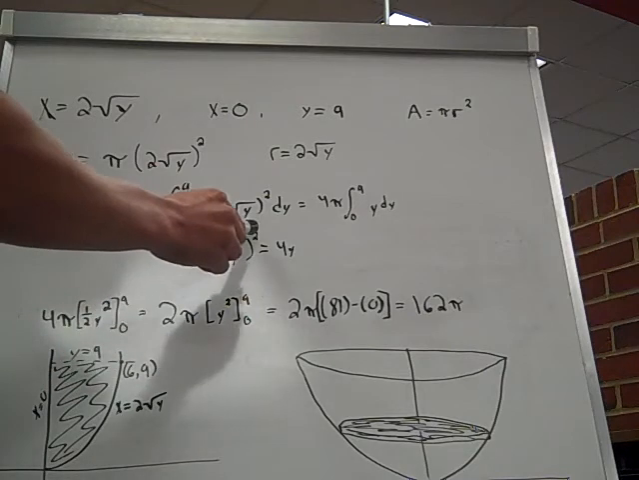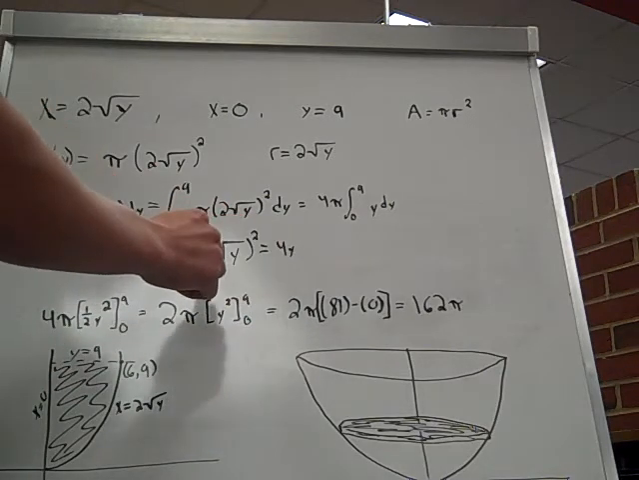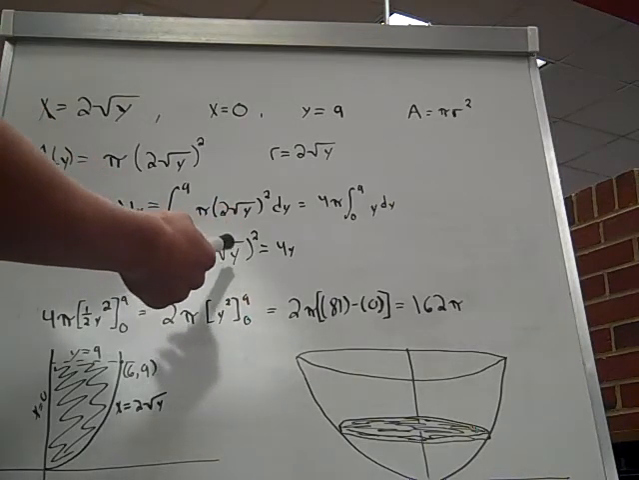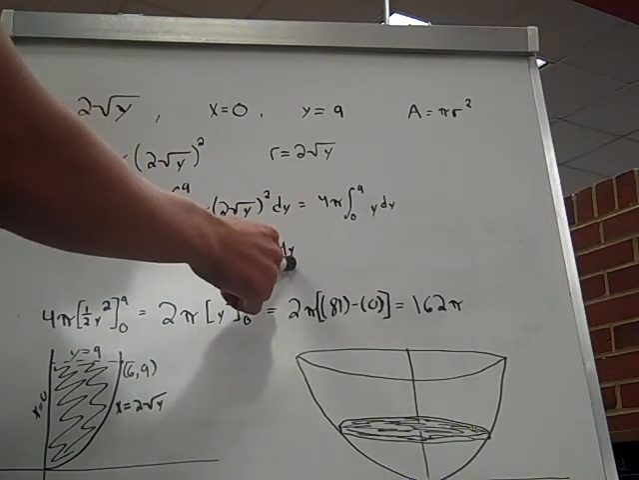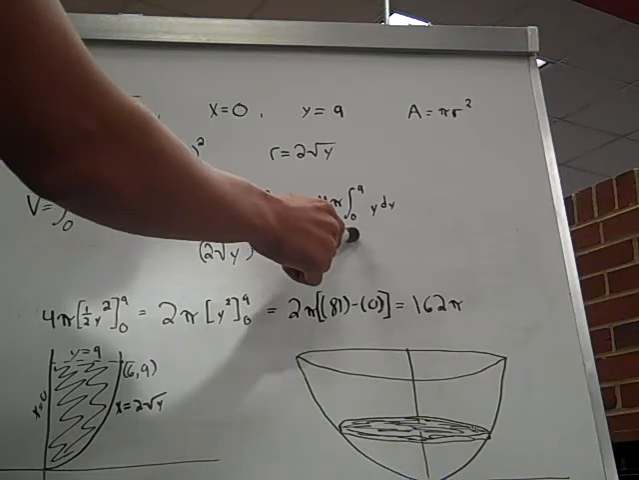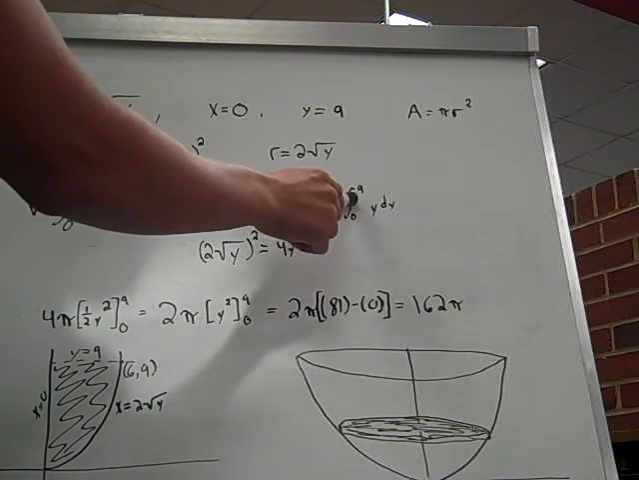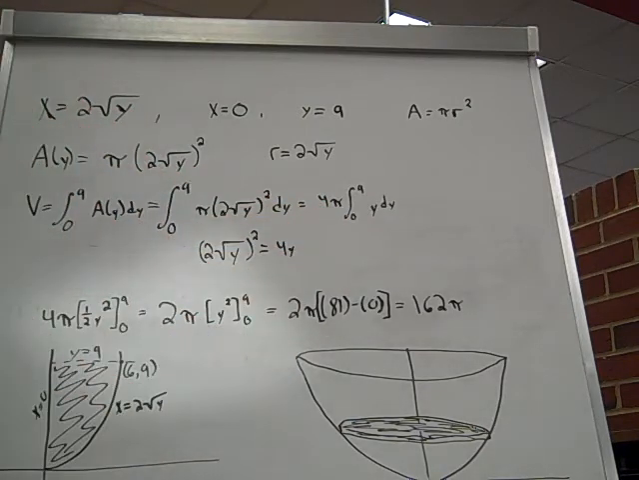And if you just square this here, you just end up with 4y, because 2 times 2 is 4, and the square root of y squared is just y. And you can take out your constants to the front, so you end up with 4 pi times the definite integral from 0 to 9 of y with respect to y.